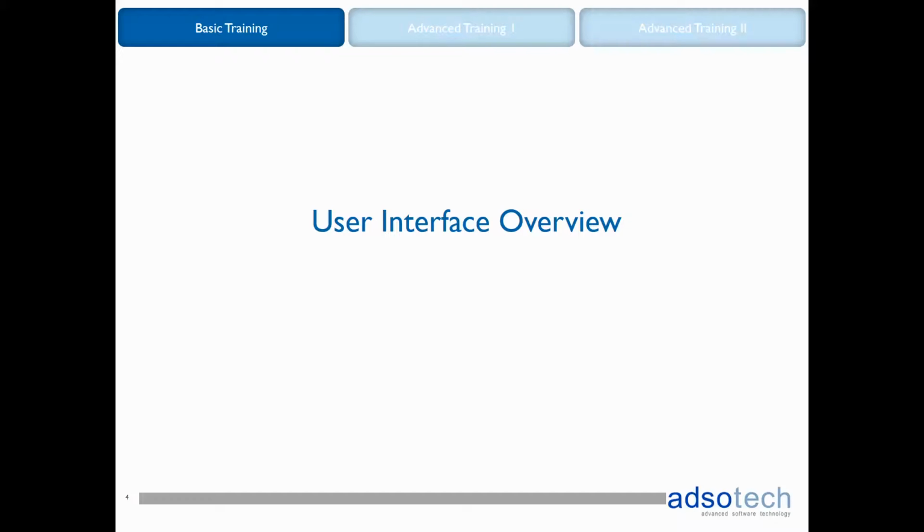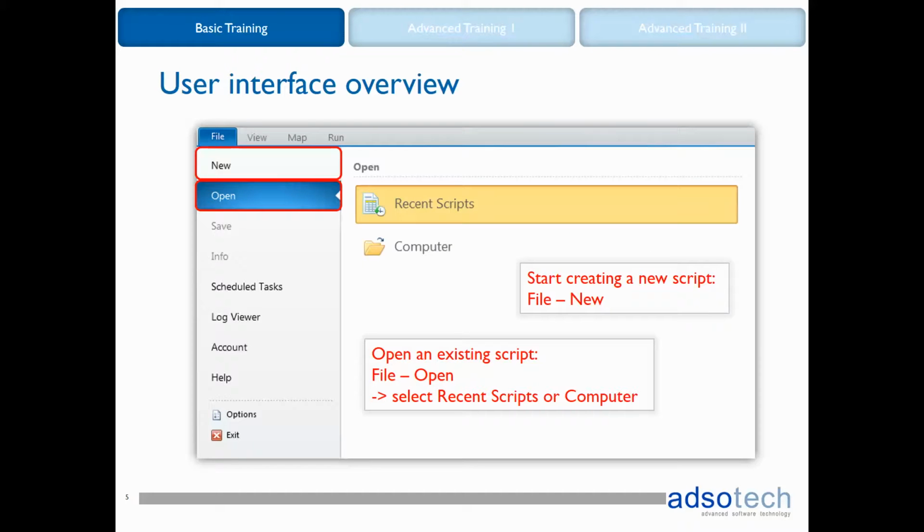There are a couple of quick things I would like to show you before we get to creating a script. In Visual Studio 11, you find new and open actions in the File menu, as you do in most Microsoft applications. If you wish to start creating a new script, you select the New action, and if you wish to open an existing script, you select Open, and then you can choose to open one of your most recent scripts or simply browse through your file directory.